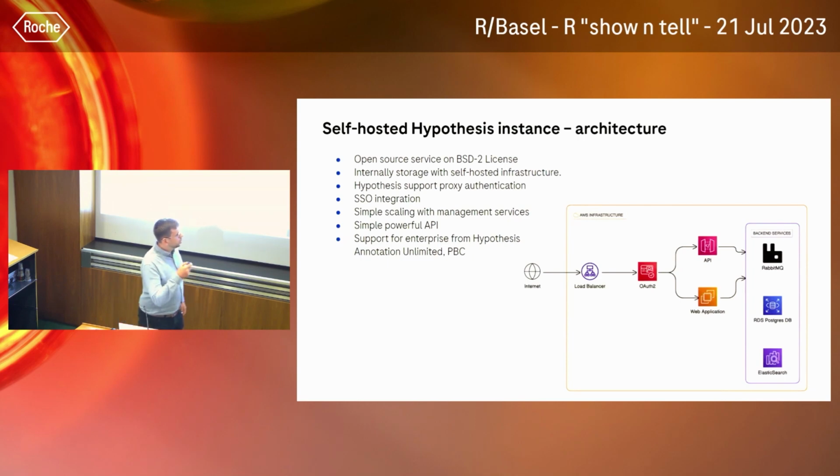And we have the backend service. Hypothesis itself is built with blocks, so it's using different services like RabbitMQ, a Postgres database, or Elasticsearch. So we can really easily scale the infrastructure, for example, using AWS managed services.